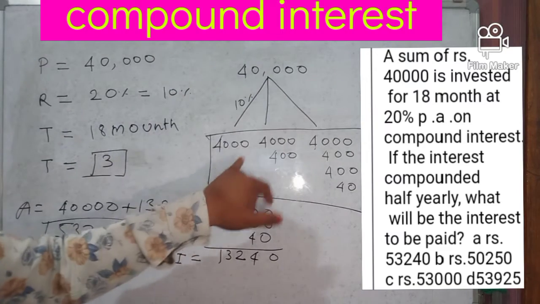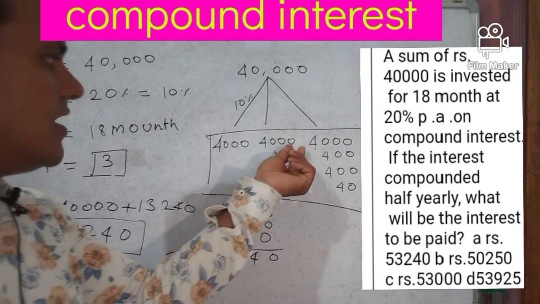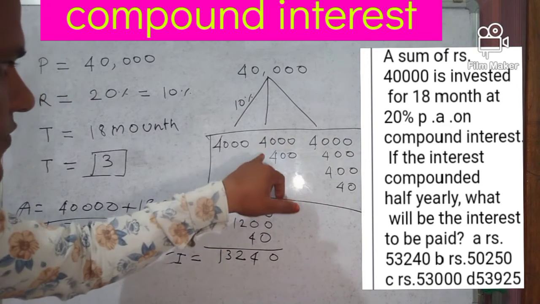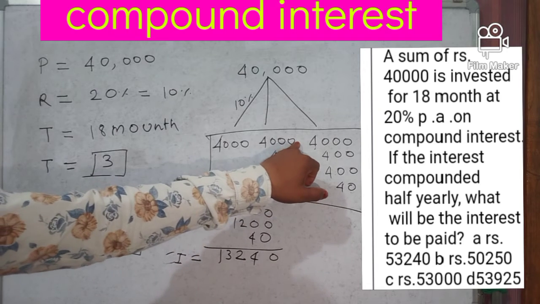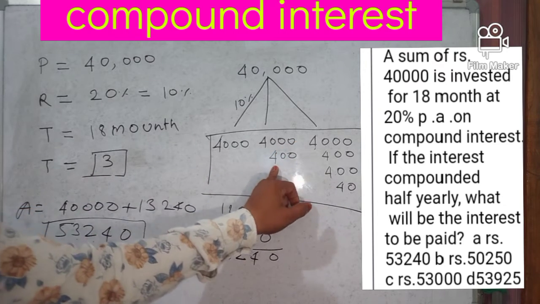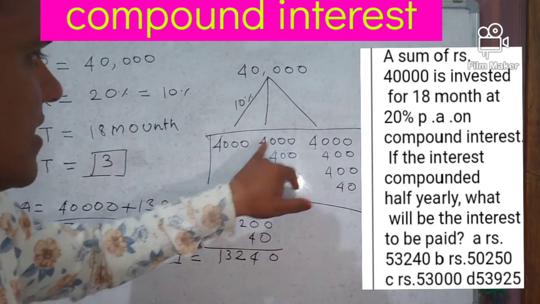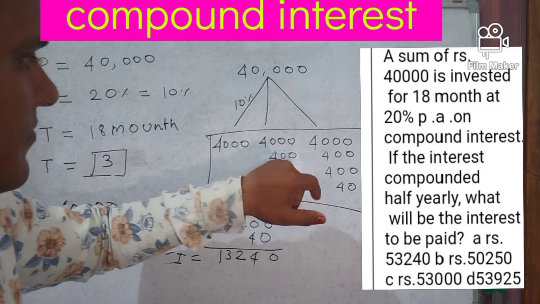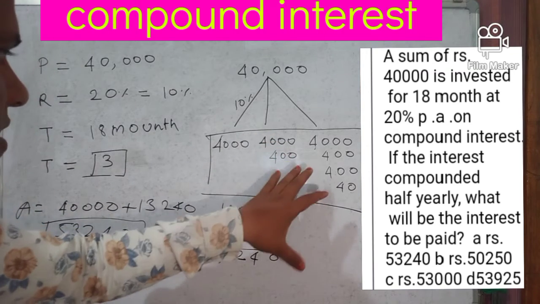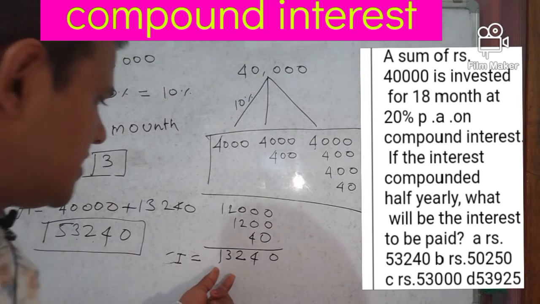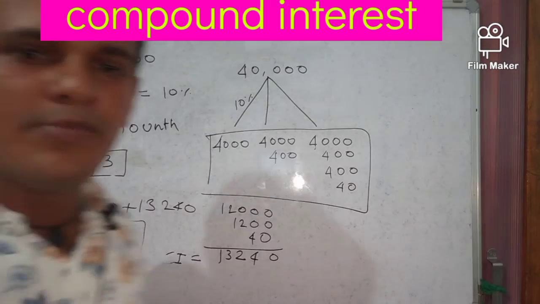First year it will be 4,000. Okay, second year it will be 4,000 interest and interest on interest. So what will be interest on interest? So 4,000 at 10%, it will be 400. It will also come from here, from here, from here, and also from here, right? So after calculating in total we found 13,240. Let's move to question number 4.